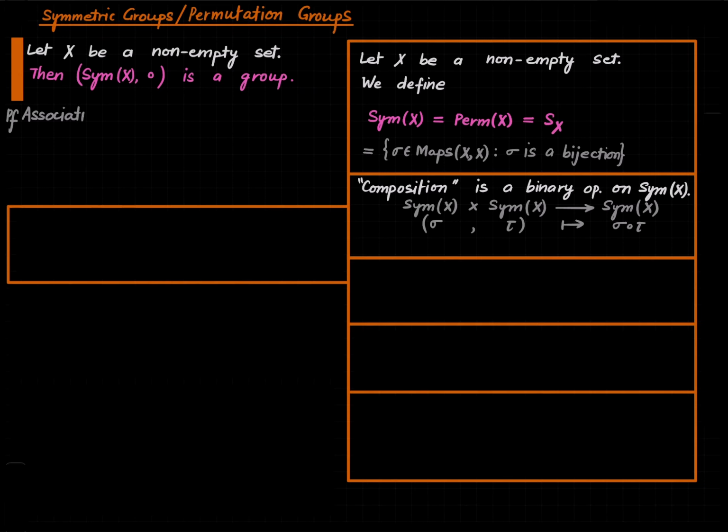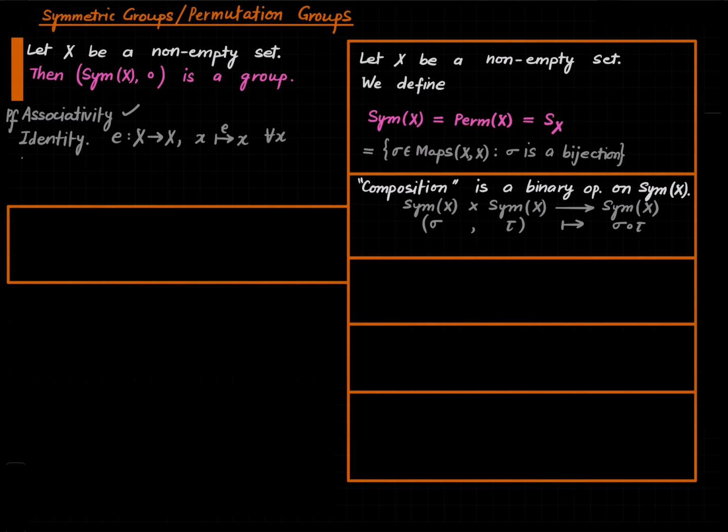Associativity. Well, associativity holds because associativity holds in functions. So there is no question of it not holding here. Identity. Clearly, the identity map, which we will also denote as E. The identity map is defined as the map which takes x to x for all x. This serves as the identity of this particular pair, right?